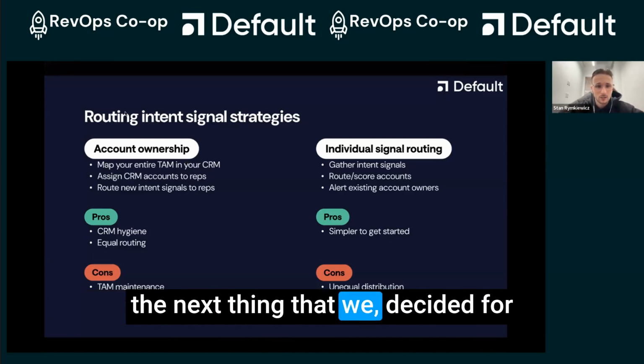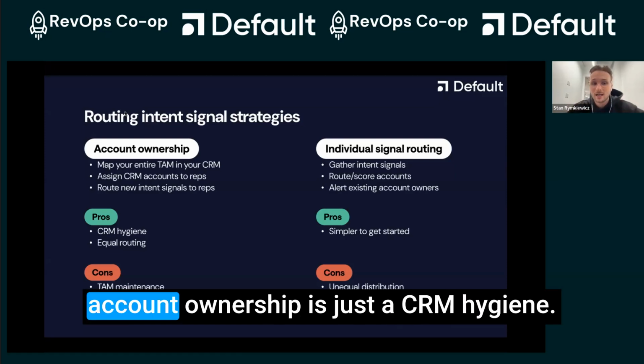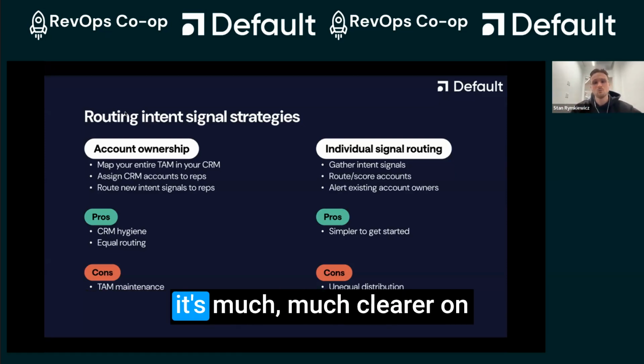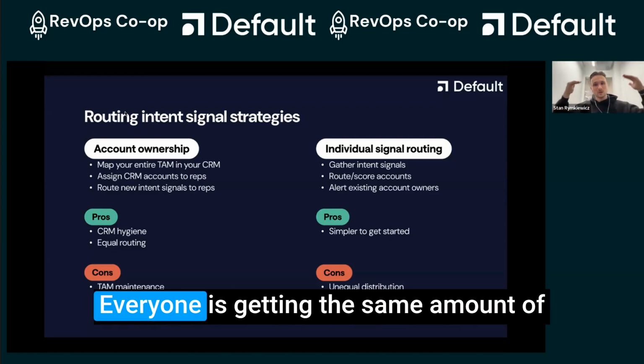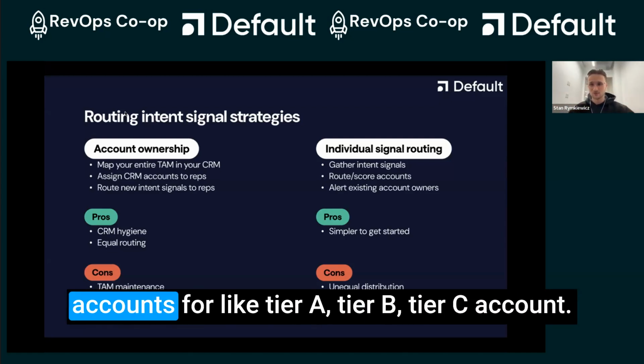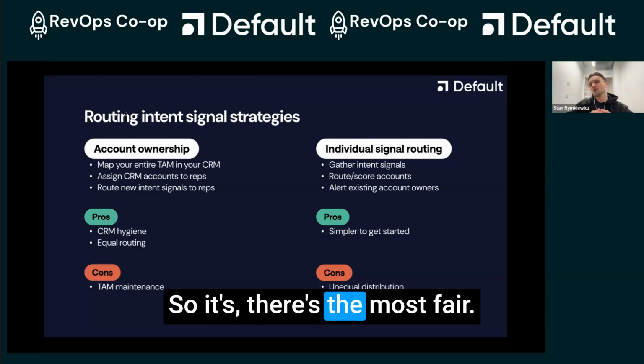The next thing that we decided for account ownership is just CRM hygiene. It's much clearer who owns specific accounts. The distribution is extremely clear. Everyone is getting the same amount of accounts for tier A, tier B, tier C accounts. So it's the most fair.